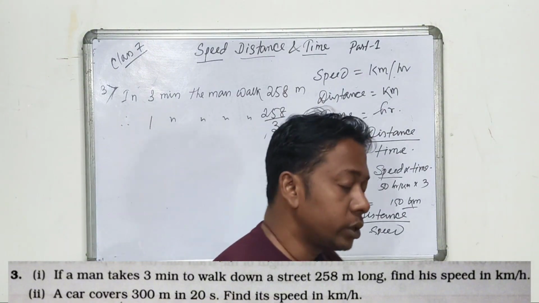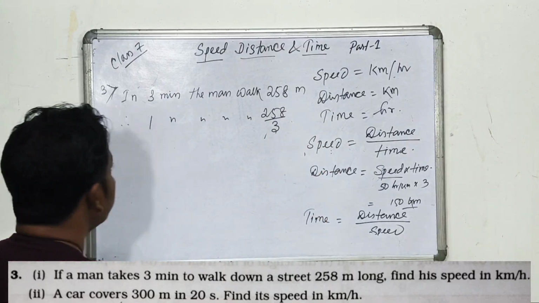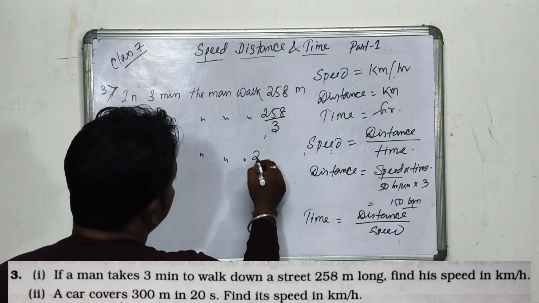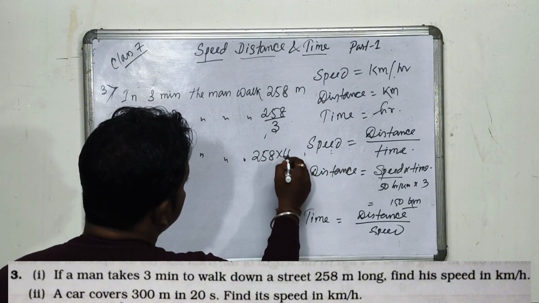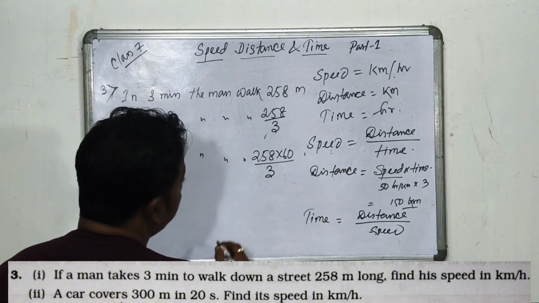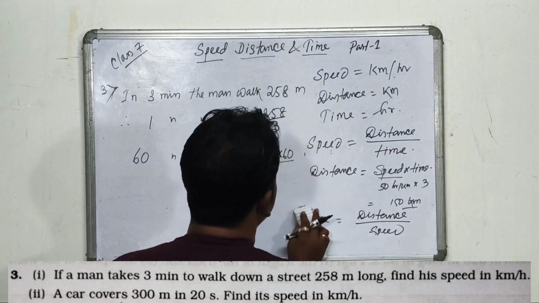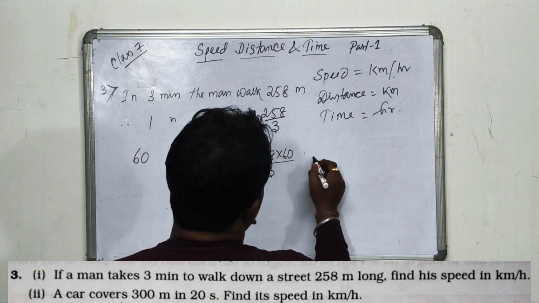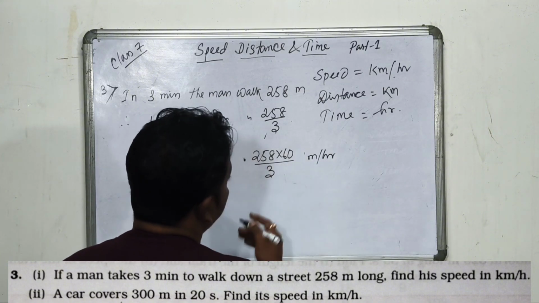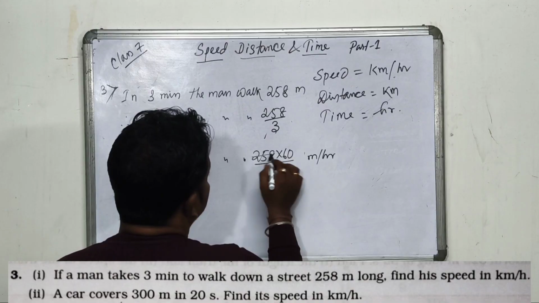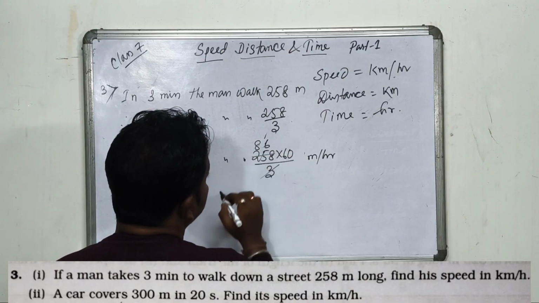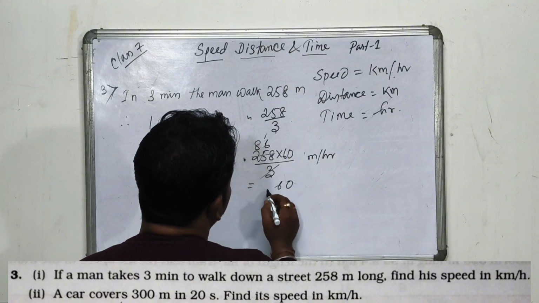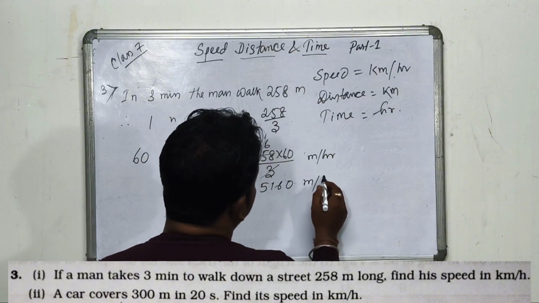So they are asking the question in hour. Hour means 60 minutes, equivalent to 1 hour. In 60 minutes the man walks 258 into 60 divided by 3, and that unit should be meter per hour. 3 8 is 24, 3 6 is 18 and 0, that is meter per hour.